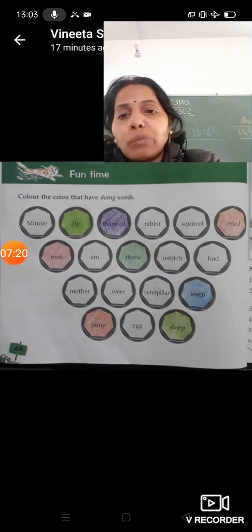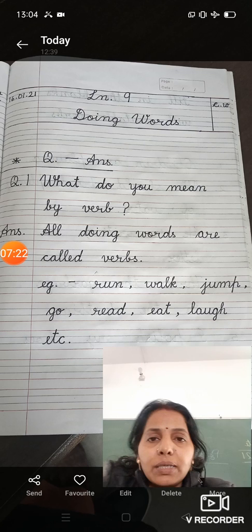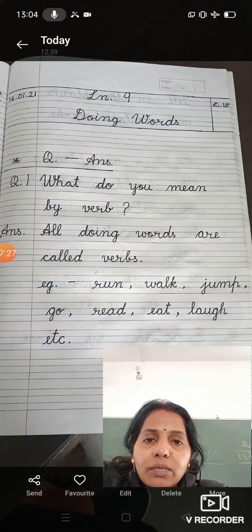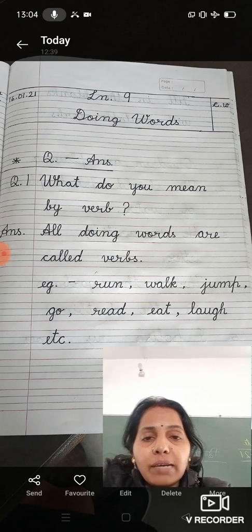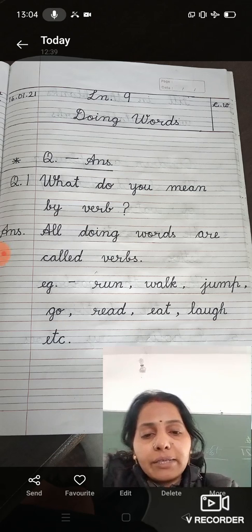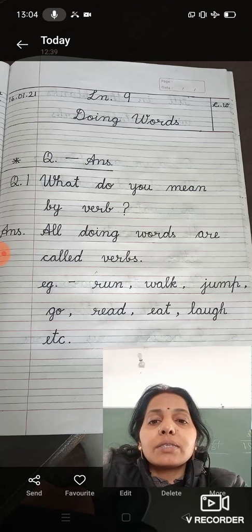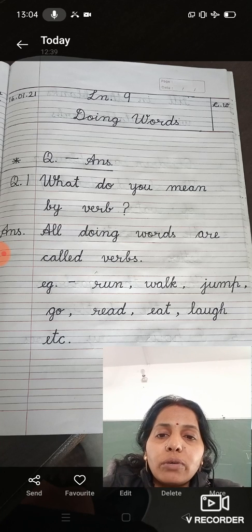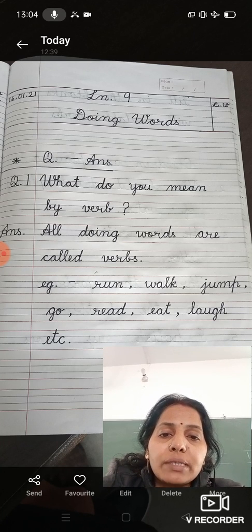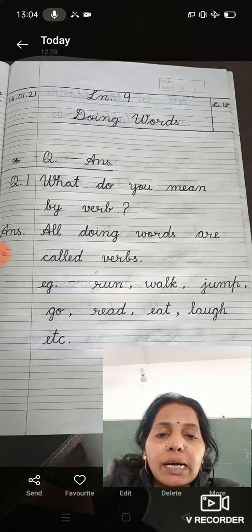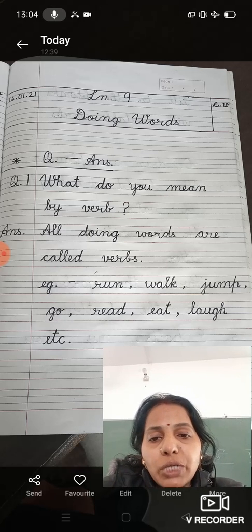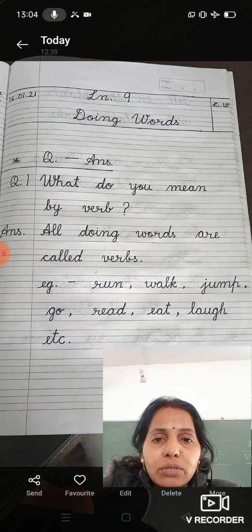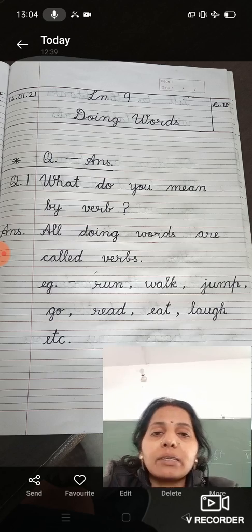Let's proceed to the copy work, children. See, children, on your mobile screen, lesson number 9, doing words. Children, you will write the same way in the copy, and writing should be neat and clean. Question number 1: what do you mean by verb? All doing words are called verbs. Examples are run, walk, jump, go, read, eat, laugh, etc. So you have to write this question number 1 in the copy.